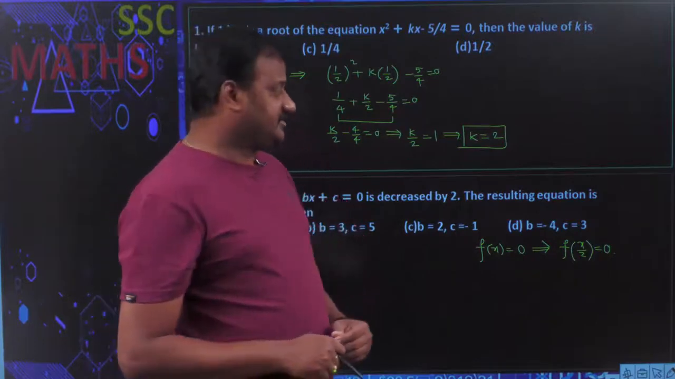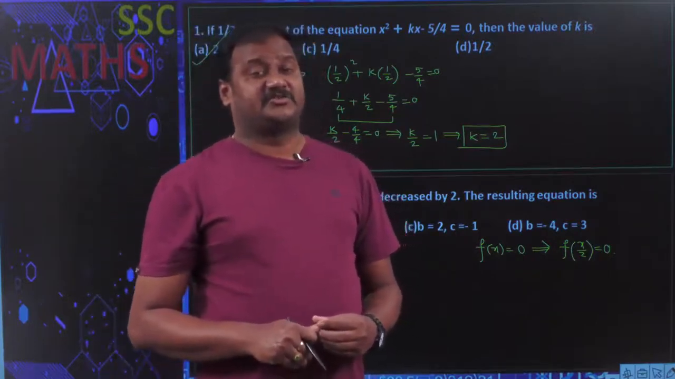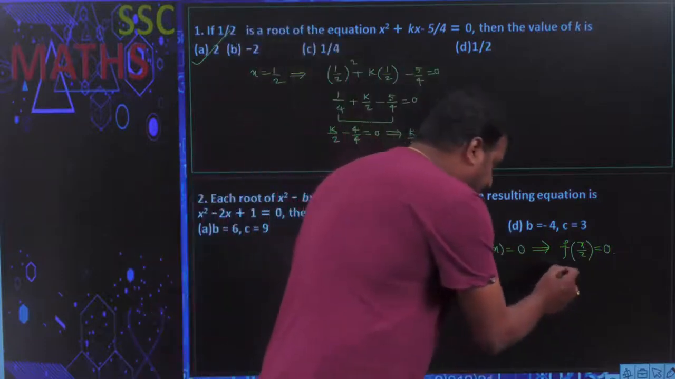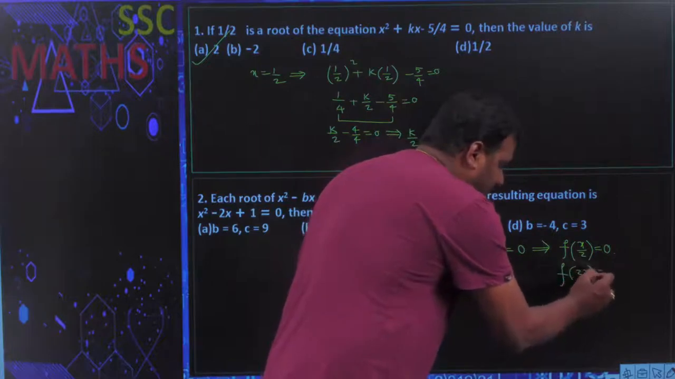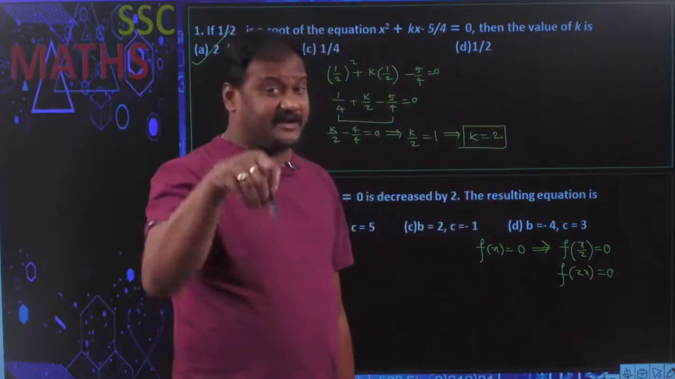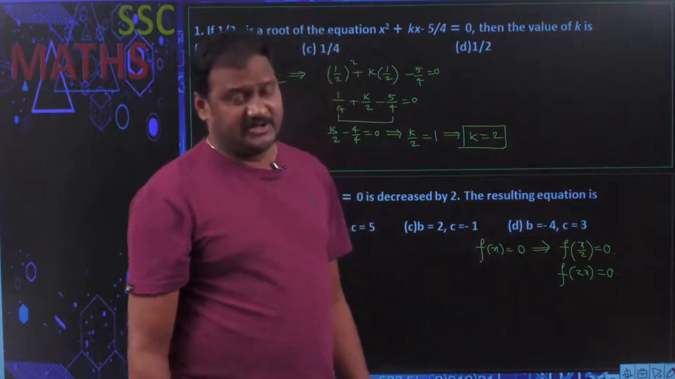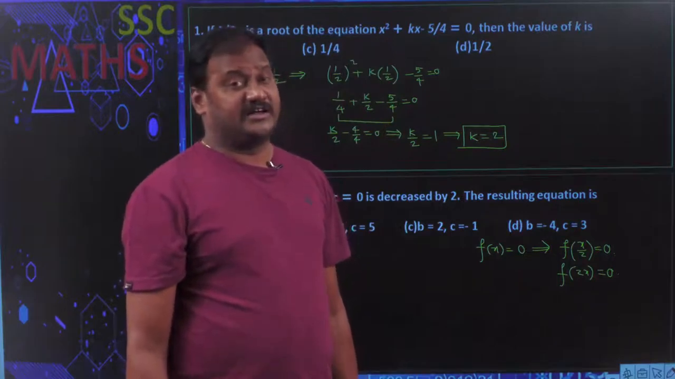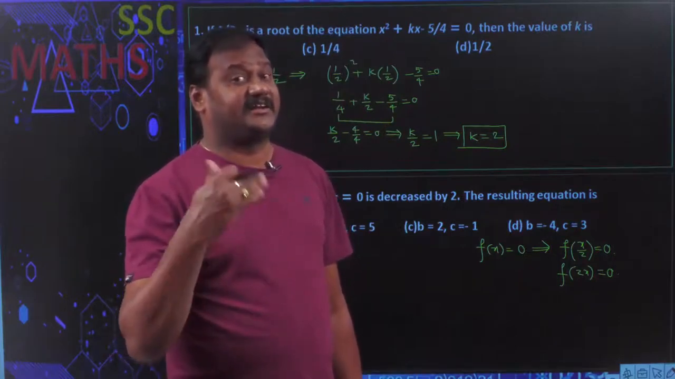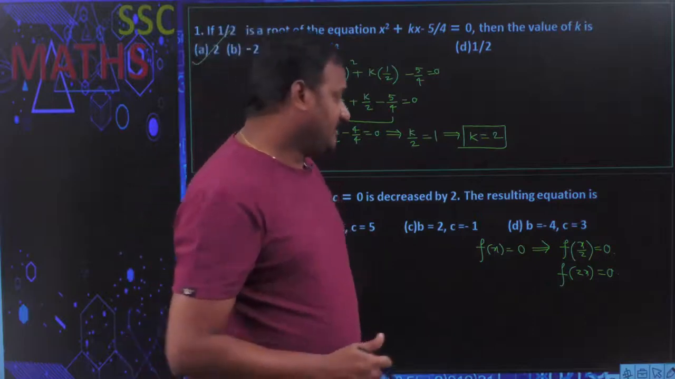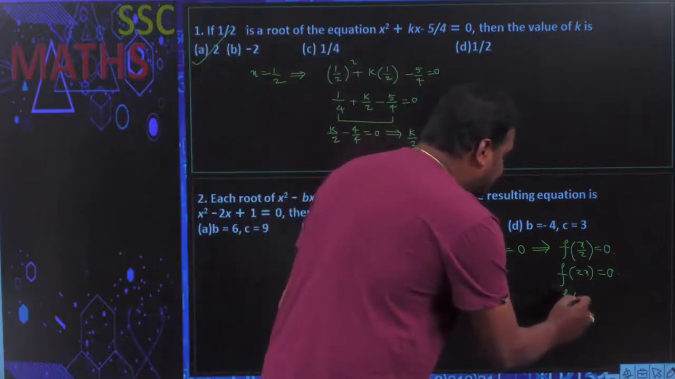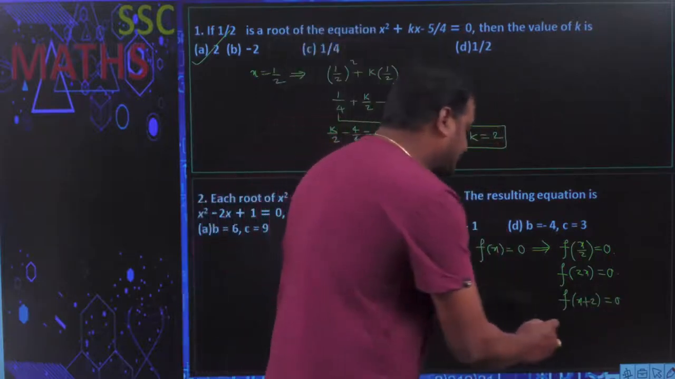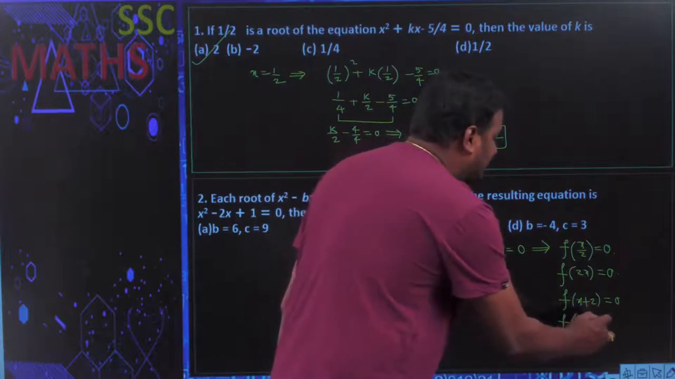Got my point? And now second one: what is the quadratic equation whose roots are divided by 2 that of the roots of f of x is equal to 0? It is f of 2x is equal to 0. Whose roots are multiplied by 2 is f of x by 2 equal to 0. Whose roots are divided by 2 is f of 2x is equal to 0. Whose roots are subtracted by 2 is going to be f of x plus 2 is equal to 0. And whose roots are added by 2 is f of x minus 2 is equal to 0.